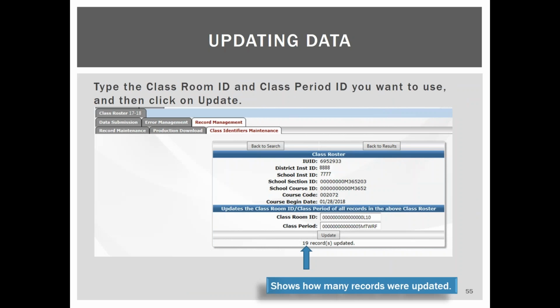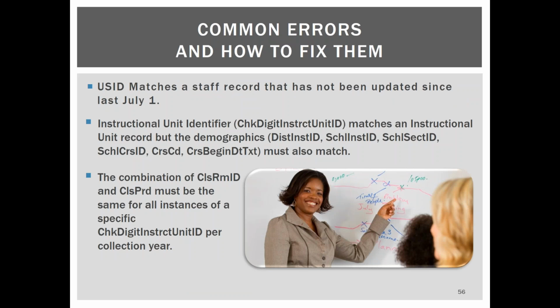These are just how you do the class identifiers maintenance, which I already showed you guys. Okay, these are some of the common errors, and I wanted to just quickly go over what they are and how to fix them. So USID matches a staff record that has not been updated since last July 1st. In order to fix this, you would need to go back to your USID collection, search for the staff member under Record Management, Record Maintenance, verify that the information there is correct, update it if you need to, and click on Save. Then you can go back to your error and class roster and simply save it, and it should go through.